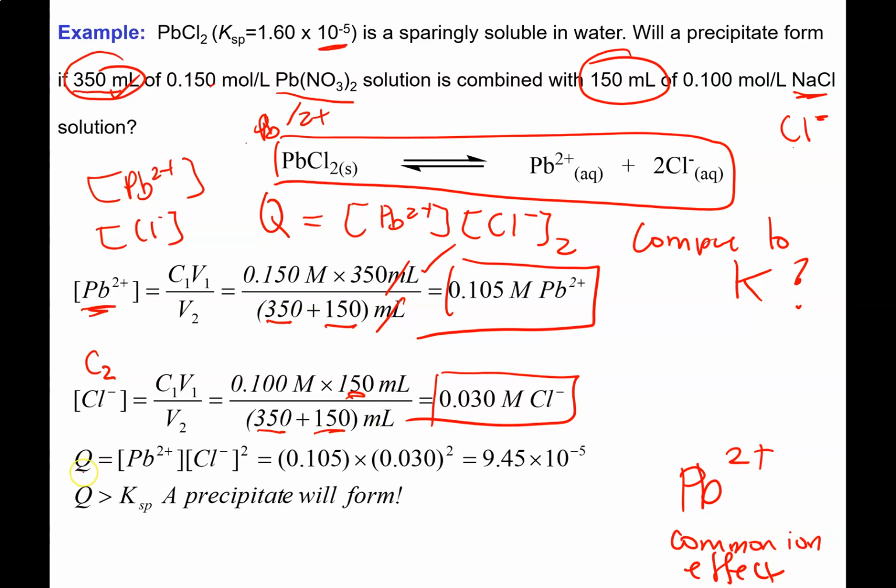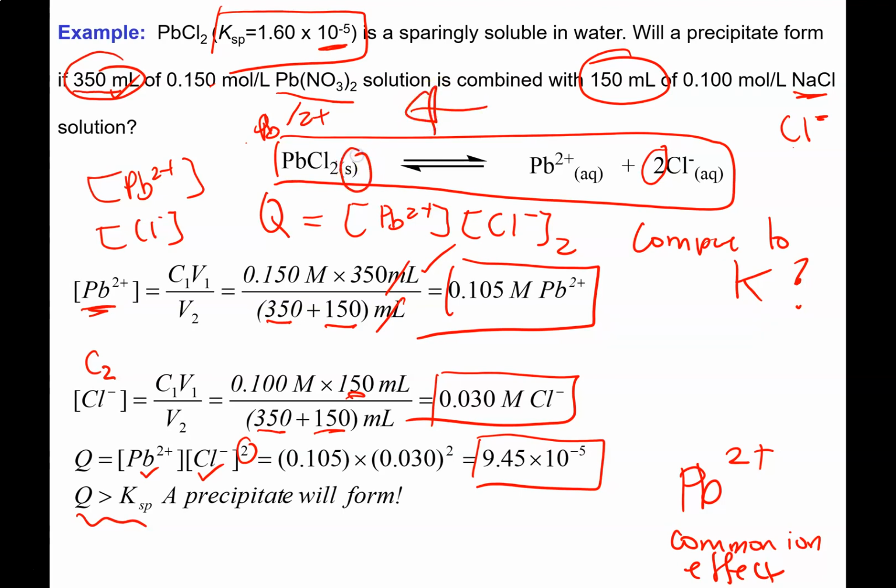So now I go ahead and calculate my Q. Q equals my lead ion concentration multiplied by my chloride ion concentration squared, because I have two of those there. Do the math on that: 9.45 by 10 to the minus 5. And then I have to compare that to my K. And what I decide is that Q is bigger than K. Whenever Q is bigger than K, the equilibrium moves to the left, which in this case means a precipitate will form.